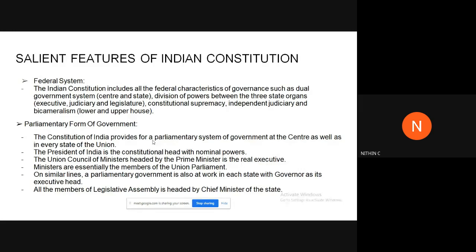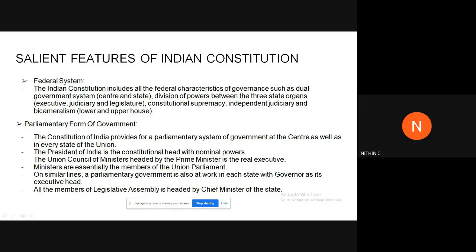Then our system is a federal system, obviously. The Indian constitution includes all the federal characteristics of governance, such as the dual government system, that is, the central government as well as the state government. Then the division of powers between the three state organs, that is executive, judiciary, and legislature. Constitutional supremacy, independent judiciary, bicameralism, that is lower house and upper house. That is another feature, that is the federal system.